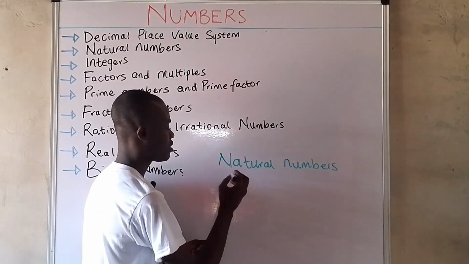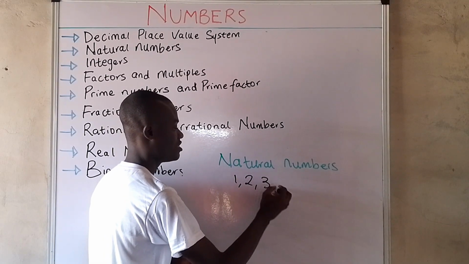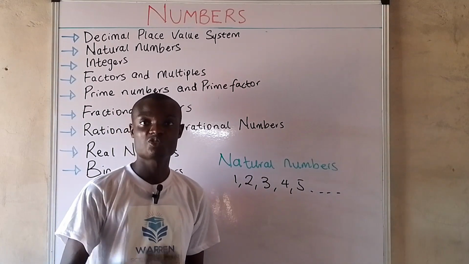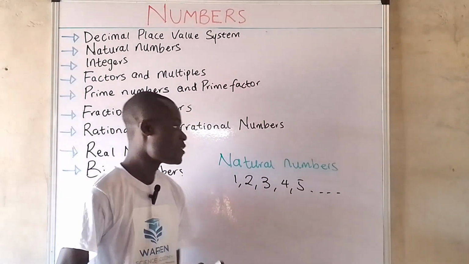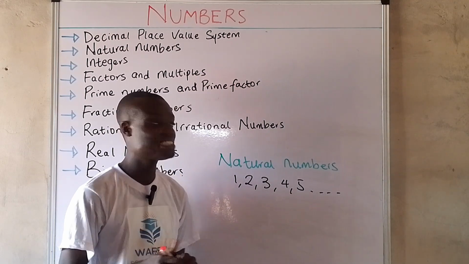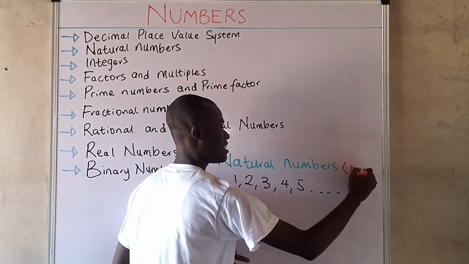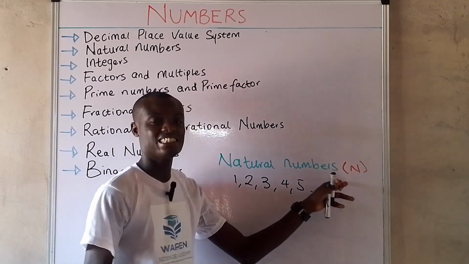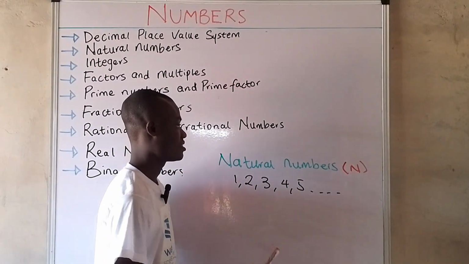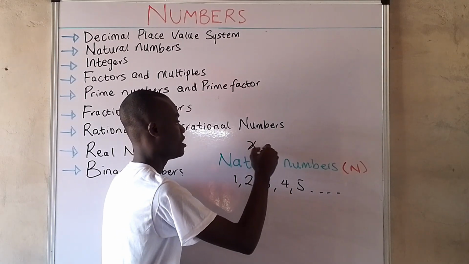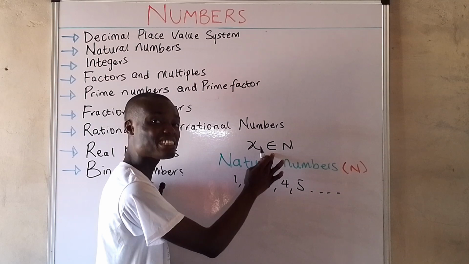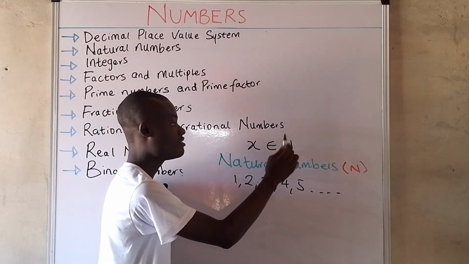So our natural numbers include 1, 2, 3, 4, 5, down to infinity, and so on and so forth. In mathematics, natural numbers are denoted with a symbol called N. So anytime I see N in mathematics, it means the natural numbers. I am giving this representation such as x is a member of the natural numbers. This symbol means x is a member of the natural numbers.